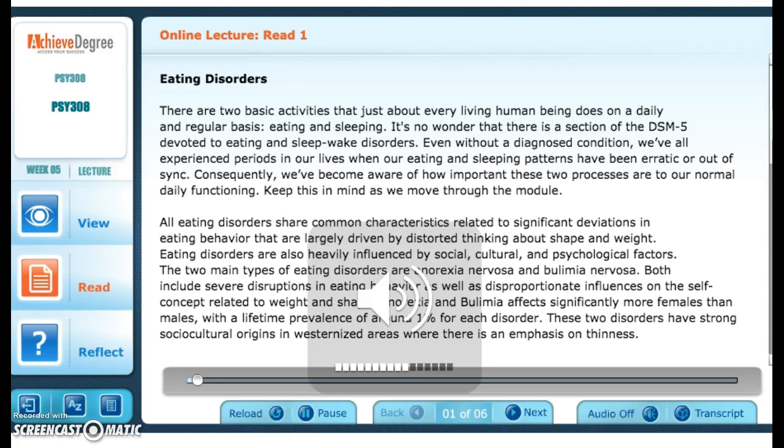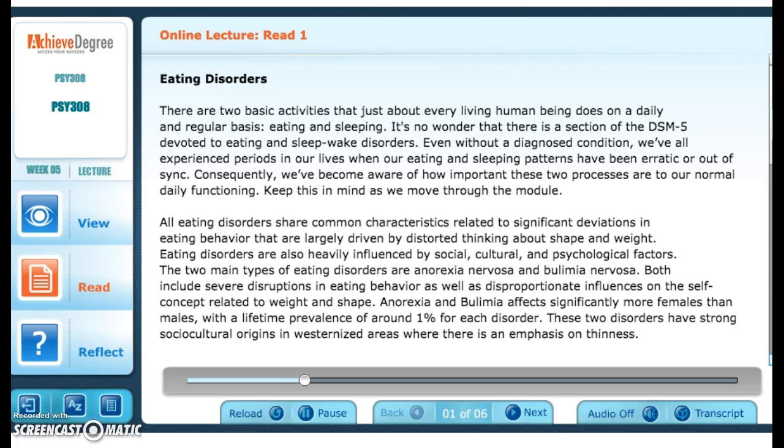There are two basic activities that just about every living human being does on a daily and regular basis: eating and sleeping. It's no wonder that there is a section of the DSM-5 devoted to eating and sleep-wake disorders. Even without a diagnosed condition, we've all experienced periods in our lives when our eating and sleeping patterns have been erratic or out of sync. Consequently, we have become aware of how important these two processes are to our normal daily functioning. Keep this in mind as we move through the module.